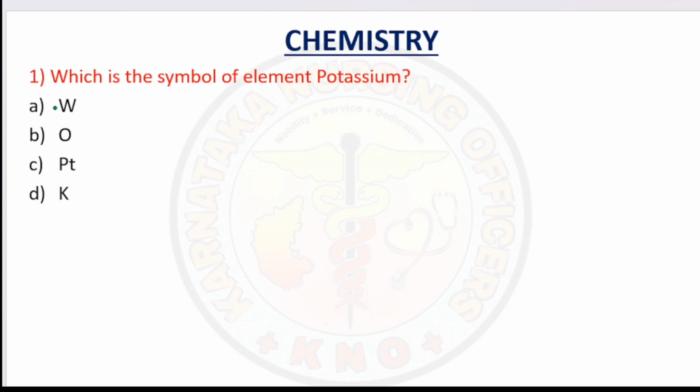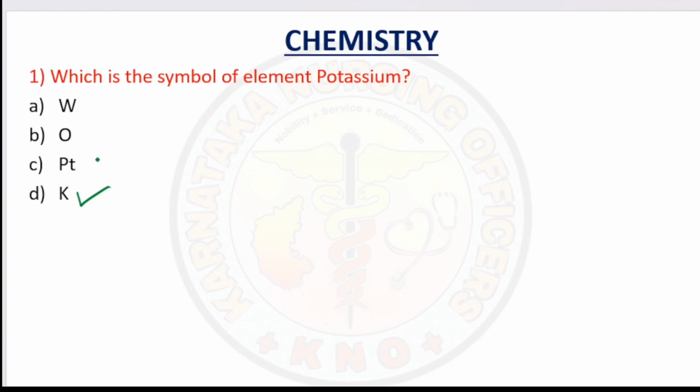The first question is, which is the symbol of element potassium? And the options are option A, W, option B, O, option C, Pt, and option D, K. So the symbol of potassium is represented by K. Okay. So the correct answer is option D, K.